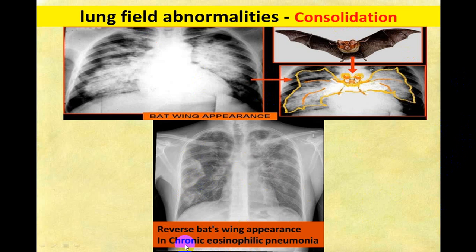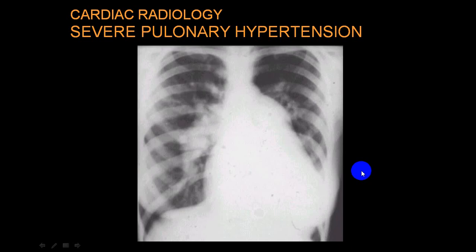And that you can get in case of a chronic eosinophilic pneumonia. Very odd conditions. Once in a while, you might see such things. So remember that. Classical bat wing appearance, congestive heart failure. Reverse bat wing appearance in case of a chronic eosinophilic pneumonia.